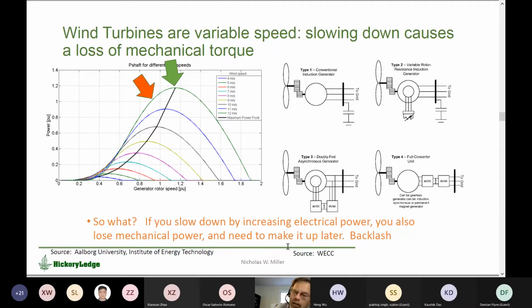And if there isn't something else ready to act, then it does you no good. This is a nuance that it's not a nuance. It is the overriding consideration for delivery of fast frequency response from wind turbines.